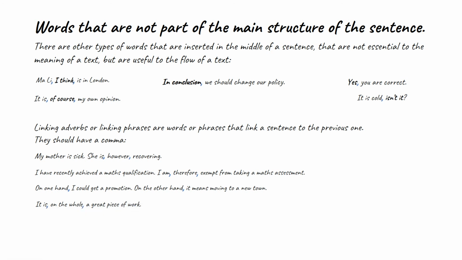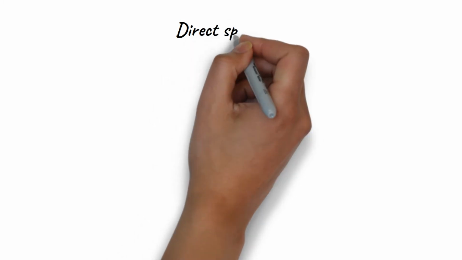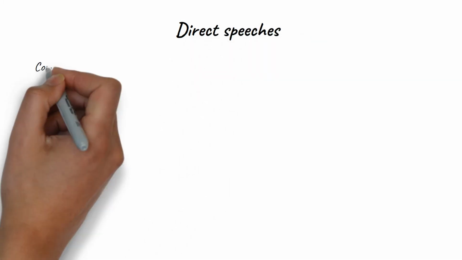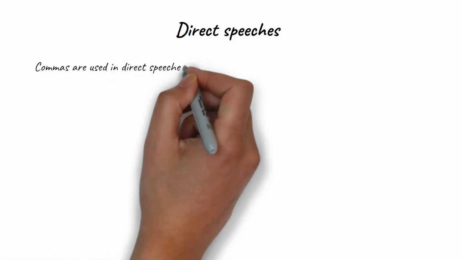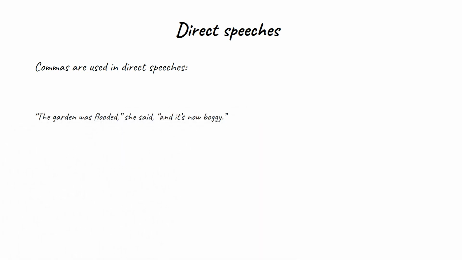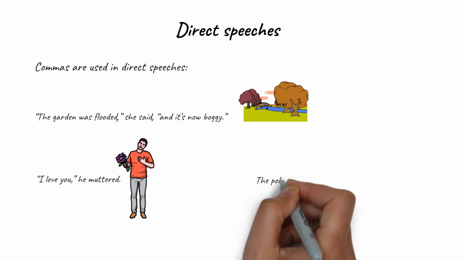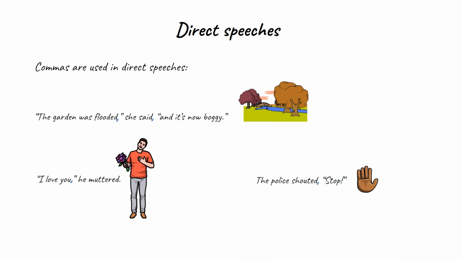You should also use commas when inserting names in a sentence. Thank you, Stanislas, for your help. Stanislas, could you help me? Direct speeches. Commas are used in direct speeches. The garden was flooded, she said, and is now boggy. I love you, he muttered. The police shouted, Stop!